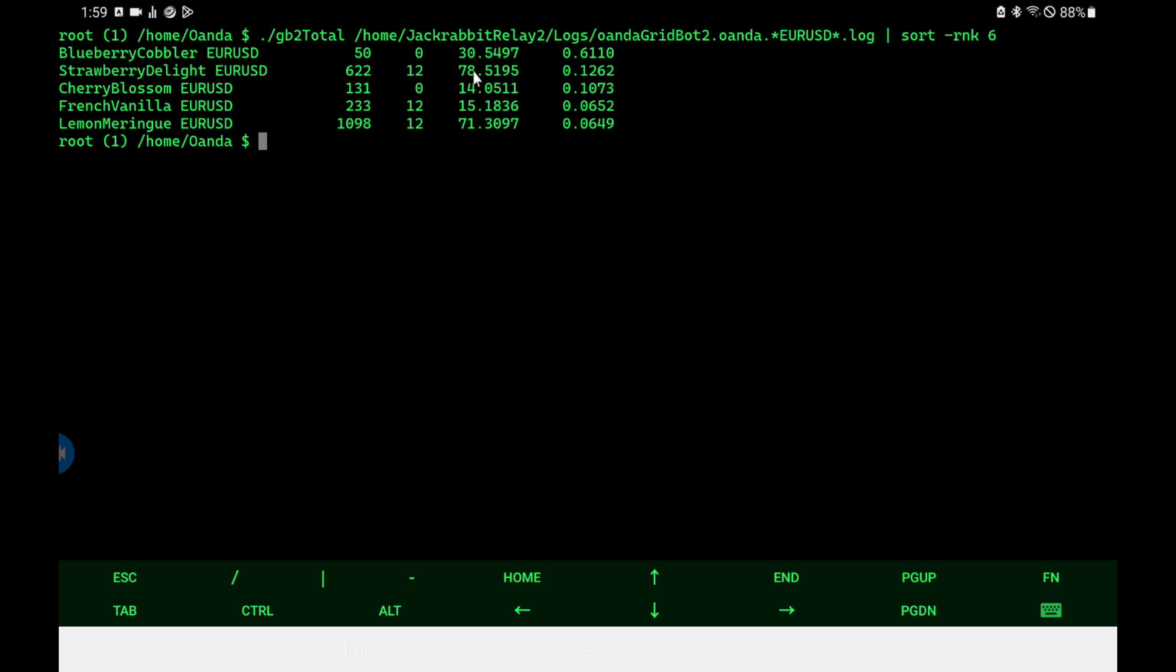There's not much difference between Strawberry Delight and Lemon Meringue. In fact, the only thing that is different is the take profit. So you could actually take a very tiny change in your approach and significantly increase your average profit per trade. But you'll also lower your total number of trades in general.